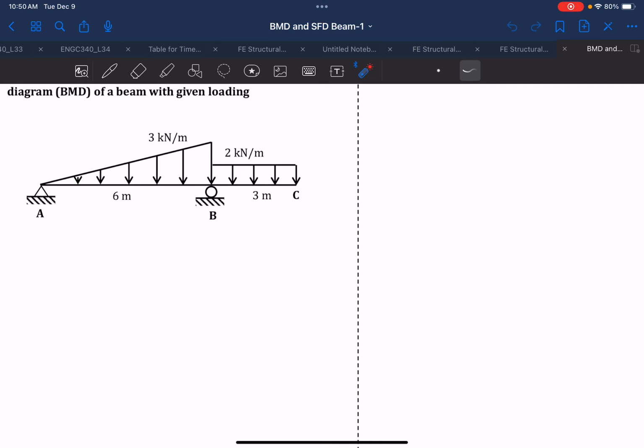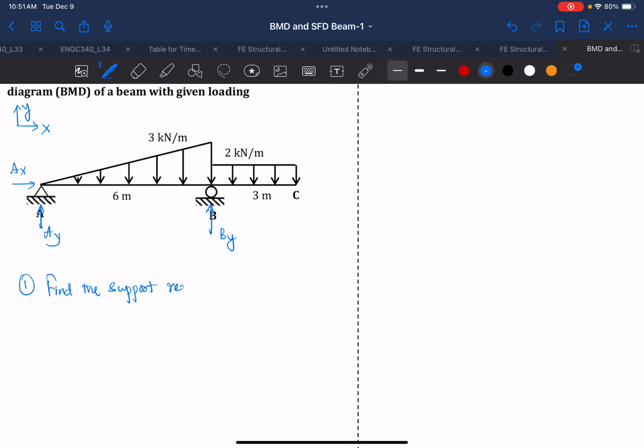So the first thing when we're trying to derive the equation is we need to know the support reactions. So here we know that this is our support reaction. We know our coordinates: this is x and this is y. So we have Ay, and then we have Ax, and then we have here By. So the first step is to find the support reactions.